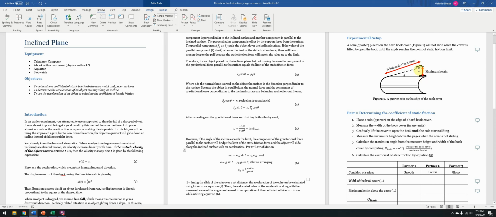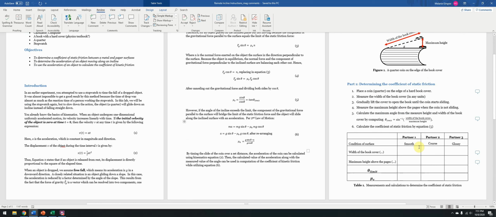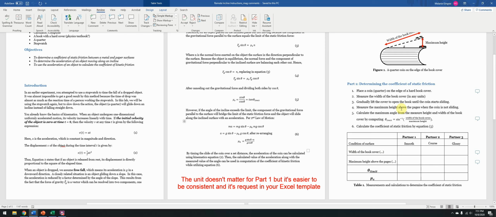You're also going to want to measure the length, or your width, as it says here, of your book cover. So you're going to want to get this distance here. And you can see in your first table, you're going to have the width of your book cover. We're still working on this, but it is going to be in meters, so record it in meters.